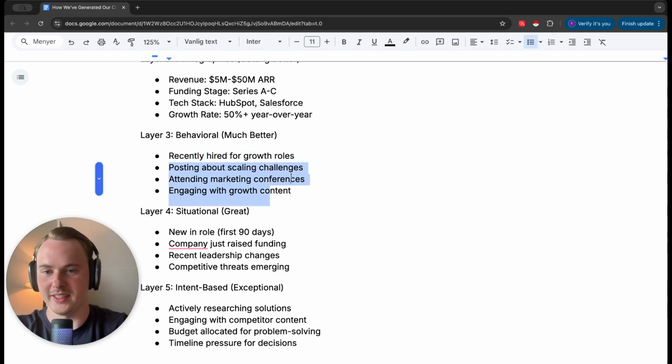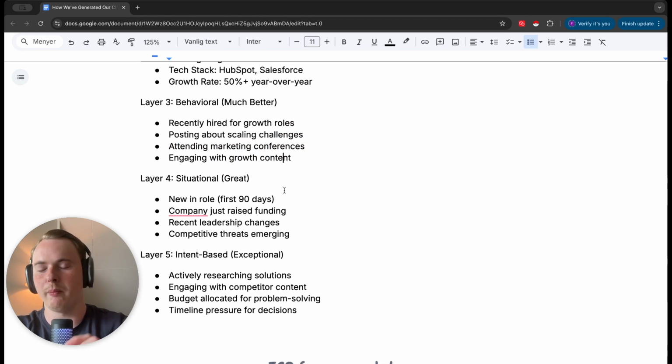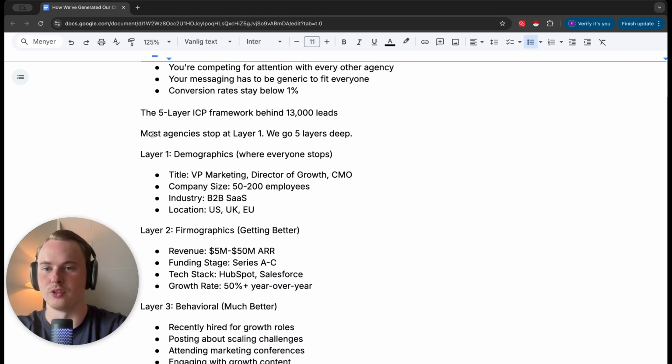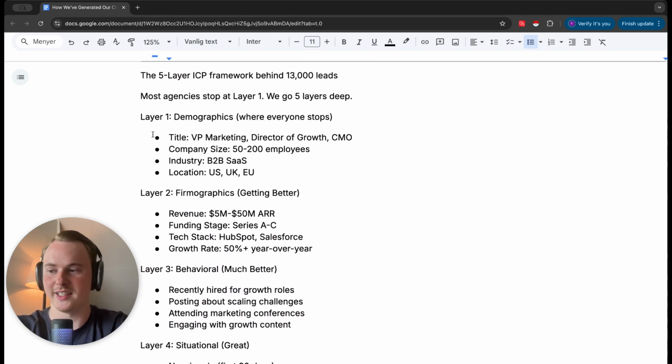You can also see if they're attending marketing conferences, engaging with growth content. And the main goal of all of these layers is to write a much more specific email, since again, your list building is pretty much the entire strategy. And if you have a bad list, and if you're pretty generic in terms of list building, you will get a pretty generic cold email campaign getting you the industry standard stats. When you want the best possible, of course.